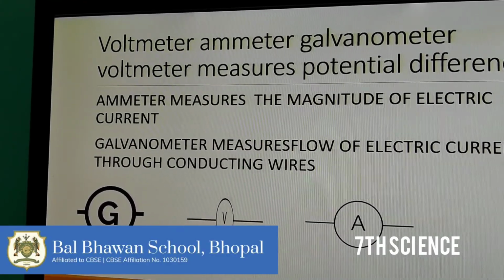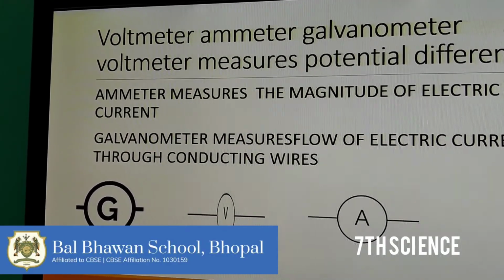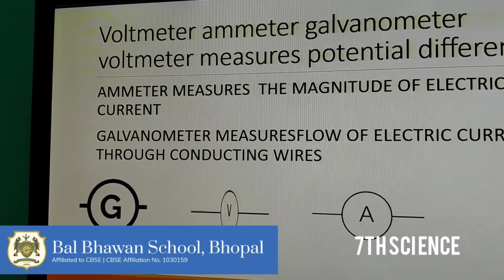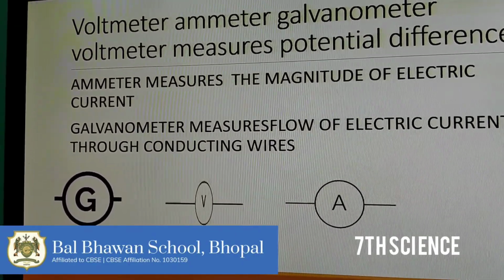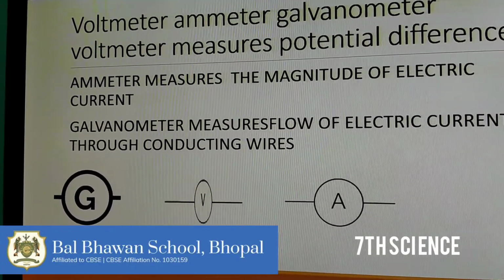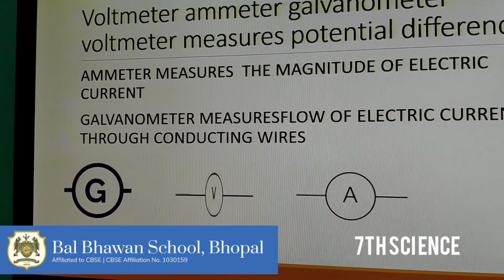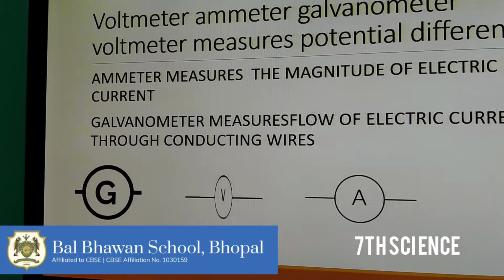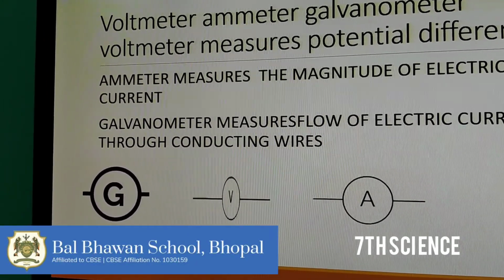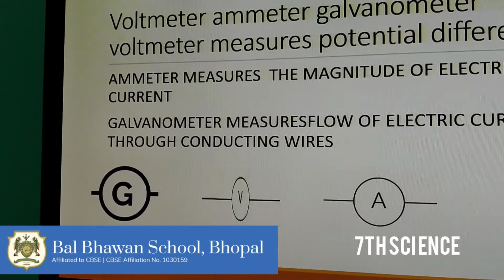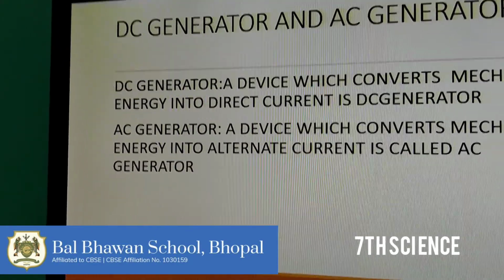Now, then we have one more device called voltmeter. This voltmeter measures the potential difference between 2 points in an electric circuit. Coming to the symbol, one round with G written in it is galvanometer. If V is written, it is voltmeter. If A is written, it is ammeter.